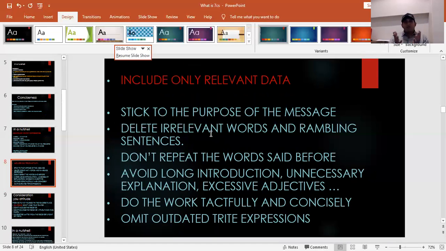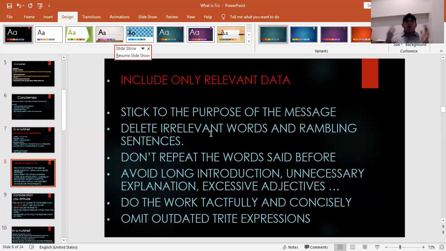What is the meaning of relevant data? Stick to the purpose of the message. Delete irrelevant words and rambling sentences. Don't repeat the words said before. Sometimes people try to say the words again and again, so this is not a good sign.